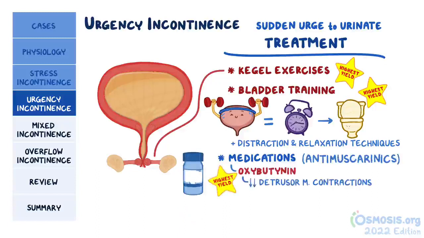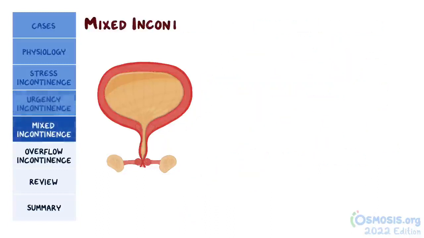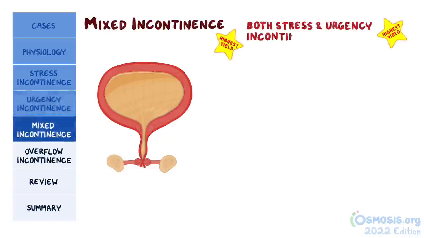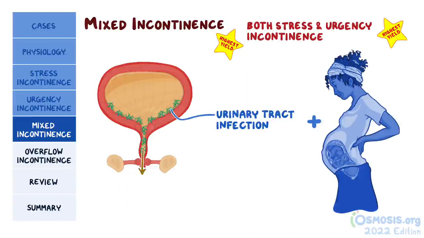Now, stress and urge incontinence are not mutually exclusive, so sometimes you get mixed incontinence, which is basically a combination of both stress and urgency incontinence. This could happen when, say, a pregnant person also develops a urinary tract infection. As a result, urine can leak out with increased abdominal pressure, or when there's random detrusor contractions.